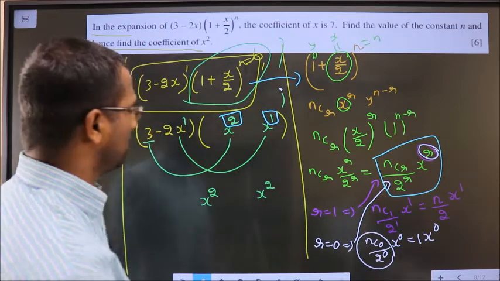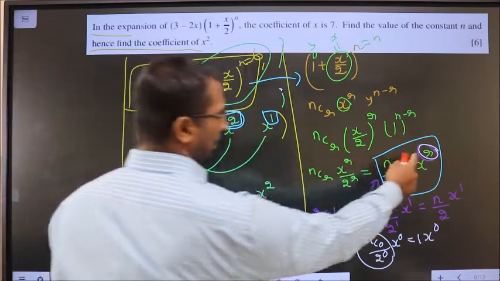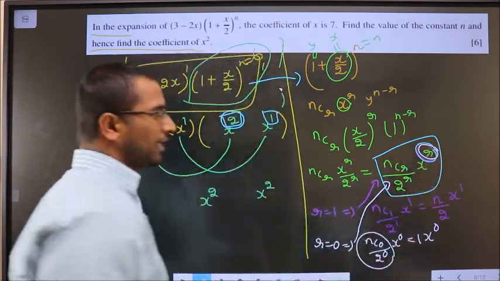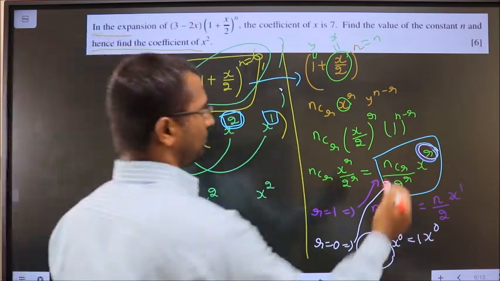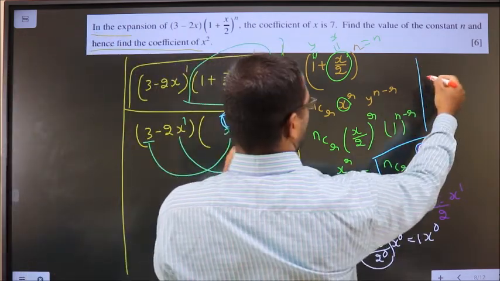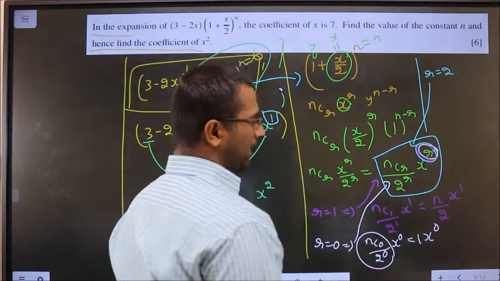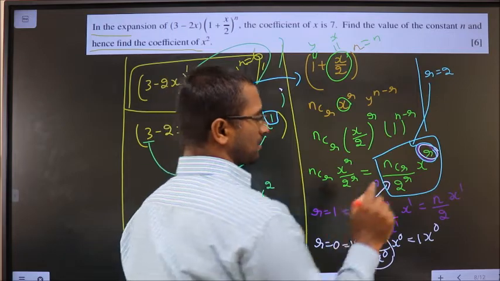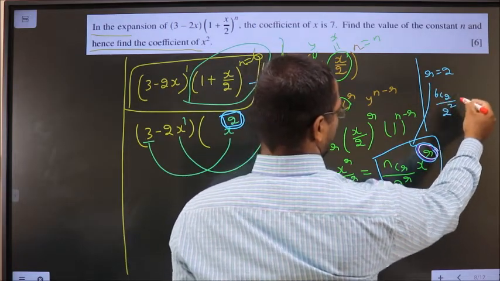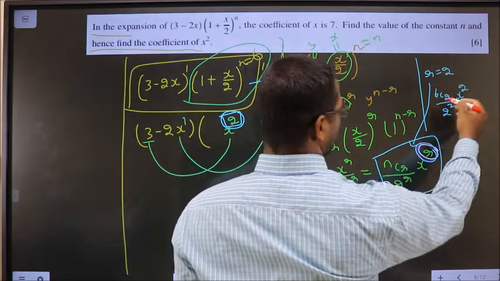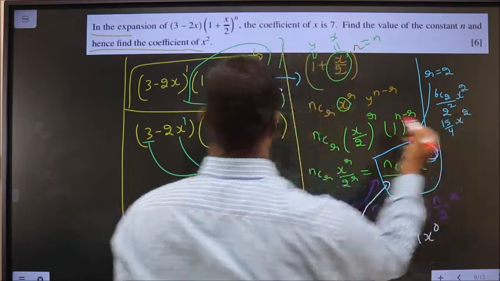Okay. Now, to get the coefficient, here x power 2 I want and here x power r. Equate both the powers of x to get the value of r. So r equal to 2. Replace r equal to 2 in this, and n equal to 6. So 6C2 by 2 power 2 x power 2. 6C2 is 15. So 15 by 4 x square.